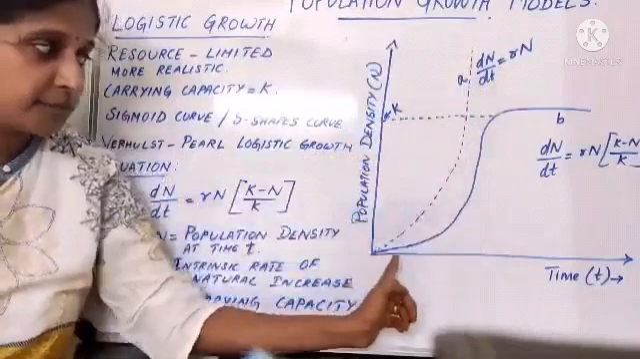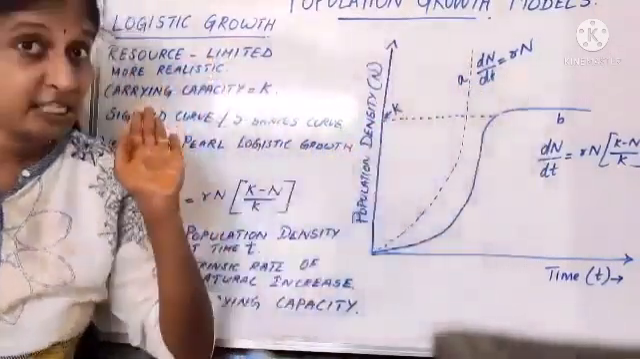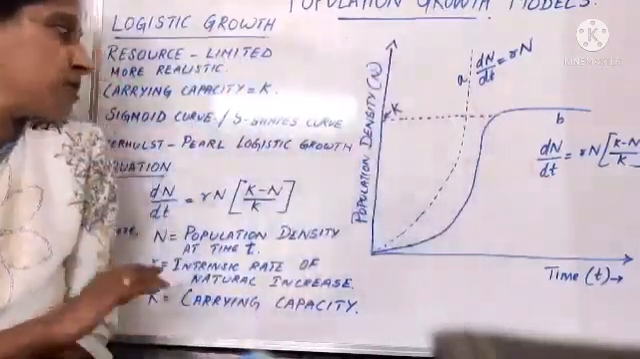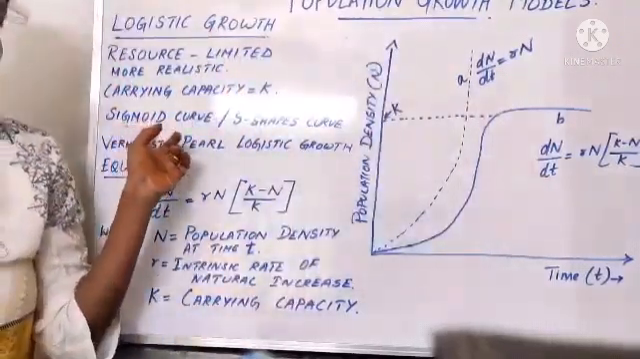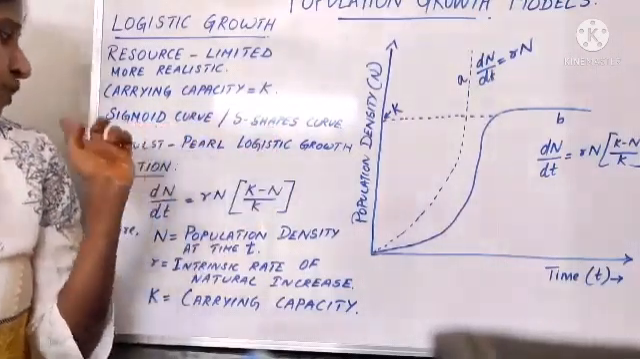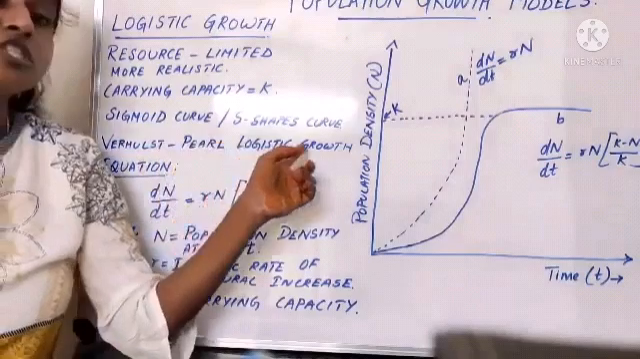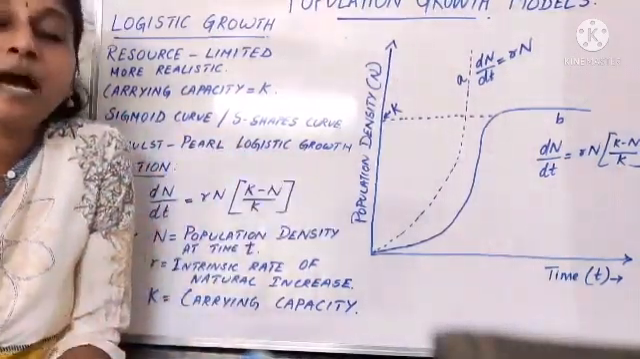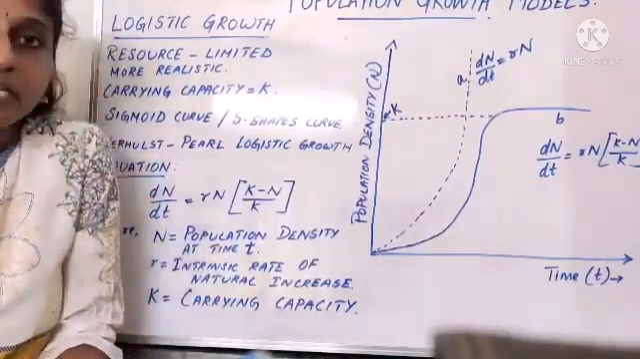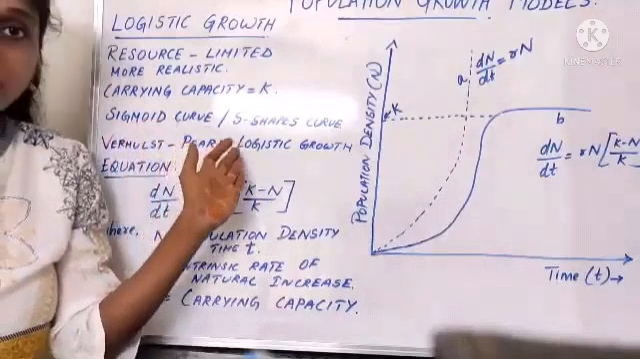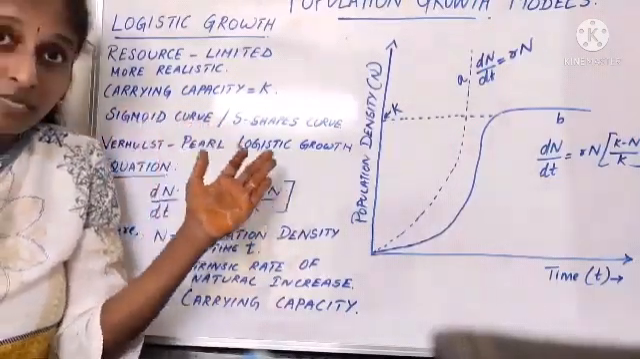A is J-shaped and B is what? S-shaped. For B, the other name for this curve is sigmoid curve or S-shaped curve, or this growth curve can also be called Verhulst-Pearl logistic growth, because these are the people behind discovering the same. That's why the name is being given, used for representing this curve.